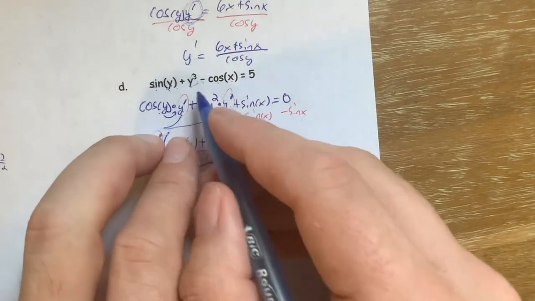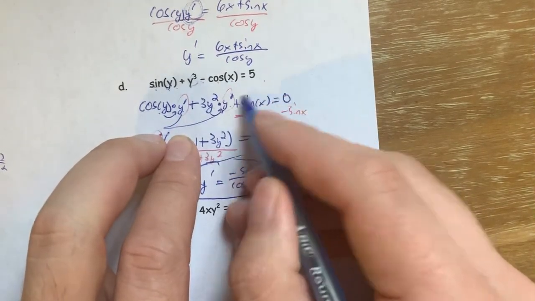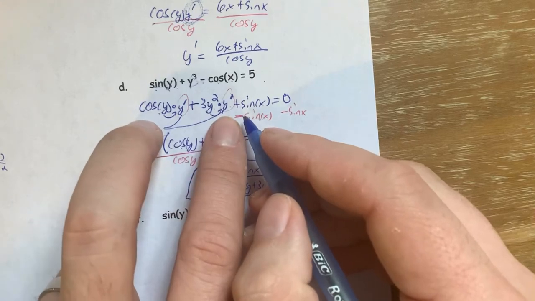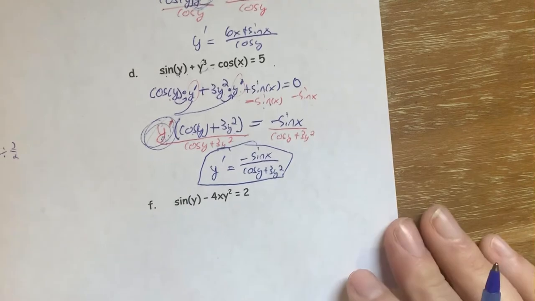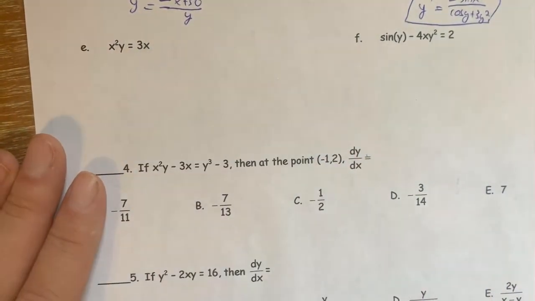These already were on the same side, but if the y cubed had been over here, we would need to move the y prime over to this side. And then you factor out the y prime. So now there's only one y prime, and you can divide and get the y prime by itself. Okay? This one's funny. Go ahead and try this one by yourself.